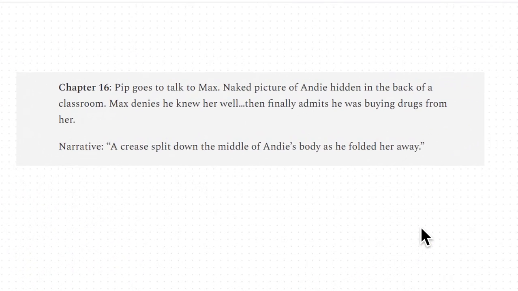All right. Chapter 16, Pip goes to talk to Max. She finds a naked picture of Andy hidden in the back of his room, and he says he found it in a classroom. Max denies he knew her well, and then he finally admits he was buying drugs from her. "A crease split down the middle of Andy's body as he folded her away." This last line, the imagery, reminds us of the current state of injustice, the sadness of Andy's body not being found, not being given a proper burial, and the killer's current attempts to keep her real story from coming to light. At least that's what the imagery means to me. We're folding her away. We're showing that she has not been respected or given dignity in this situation.